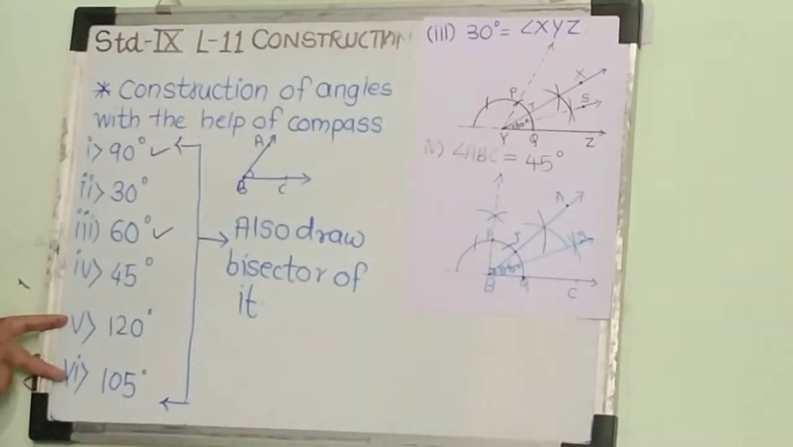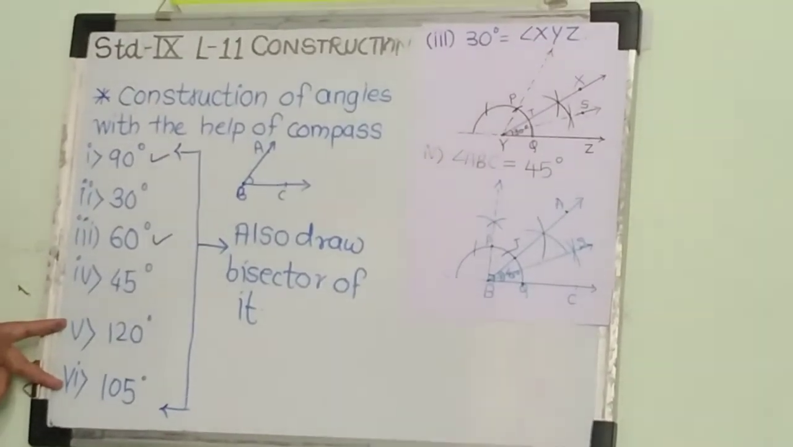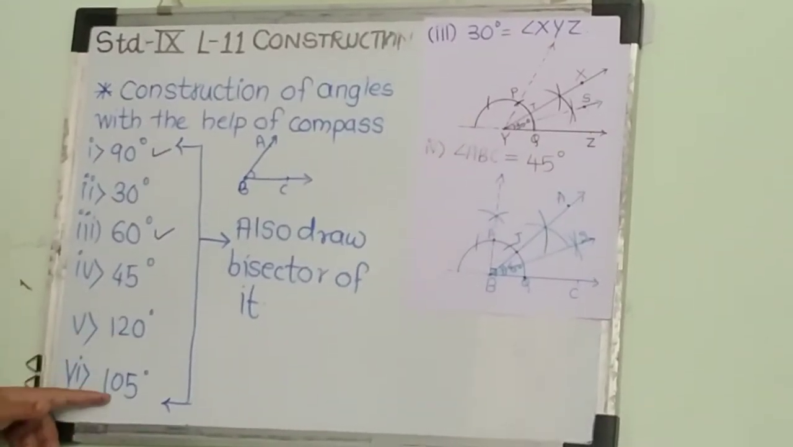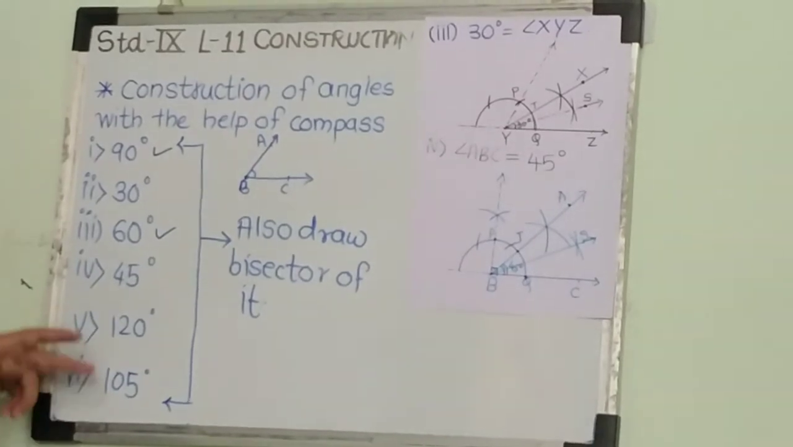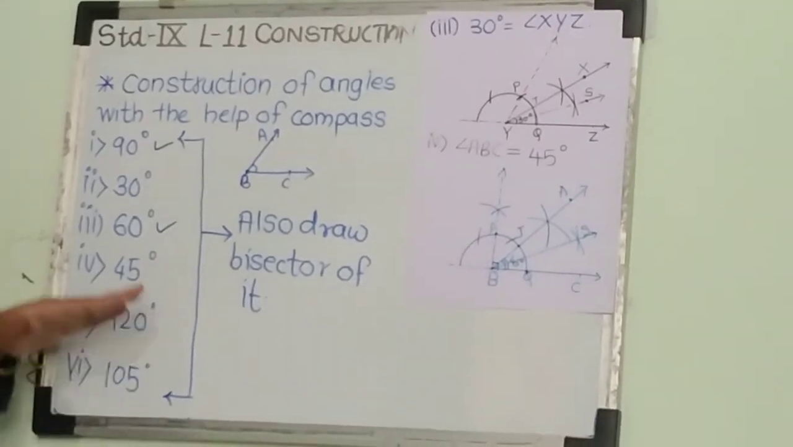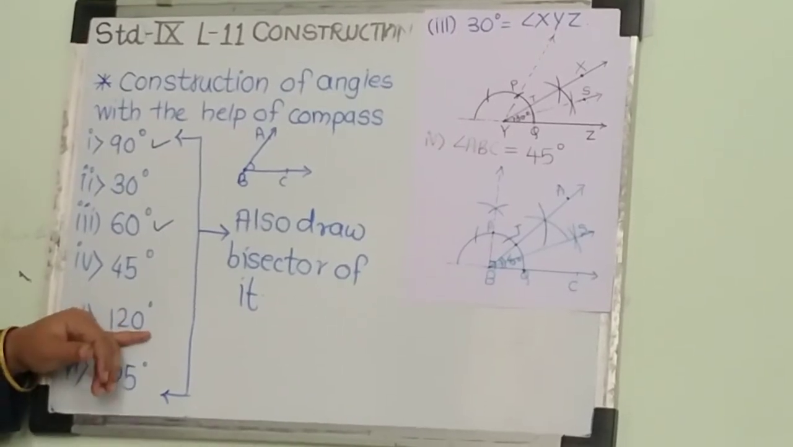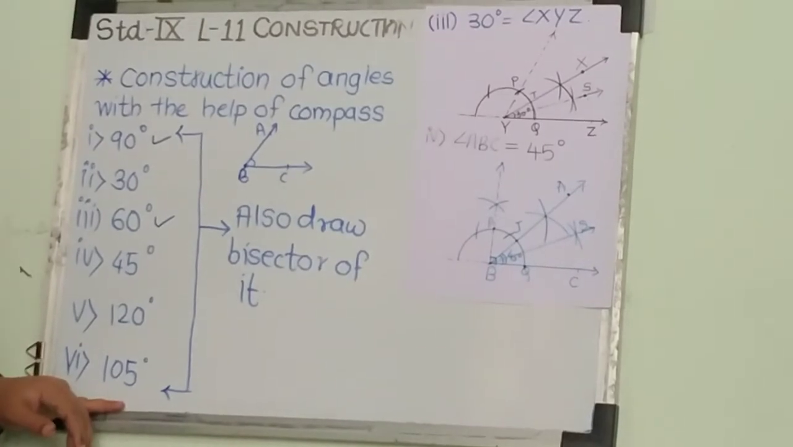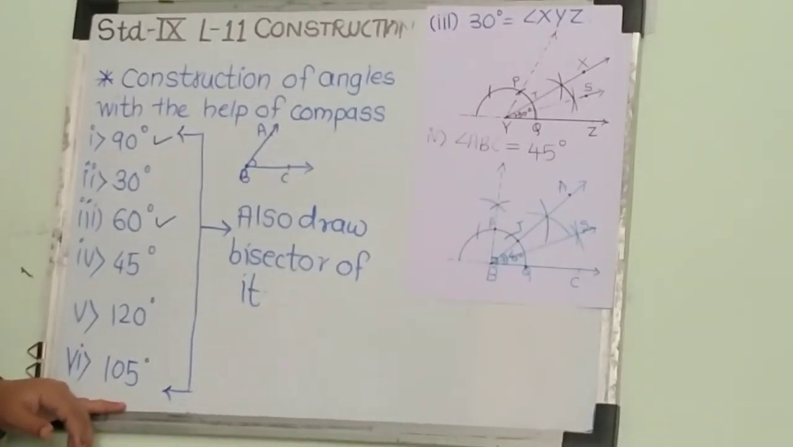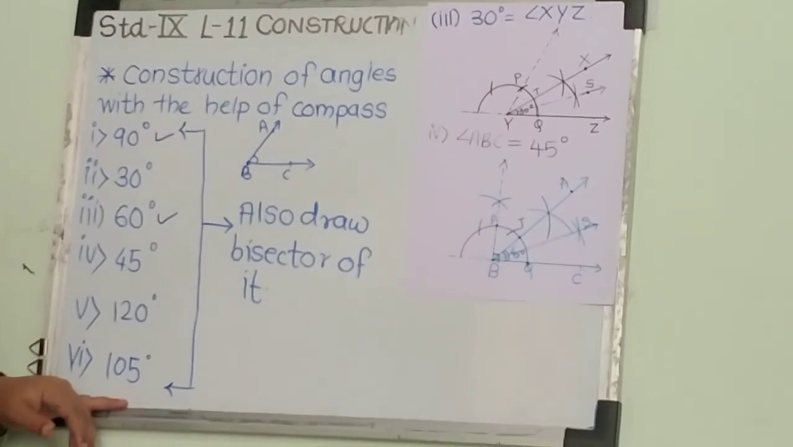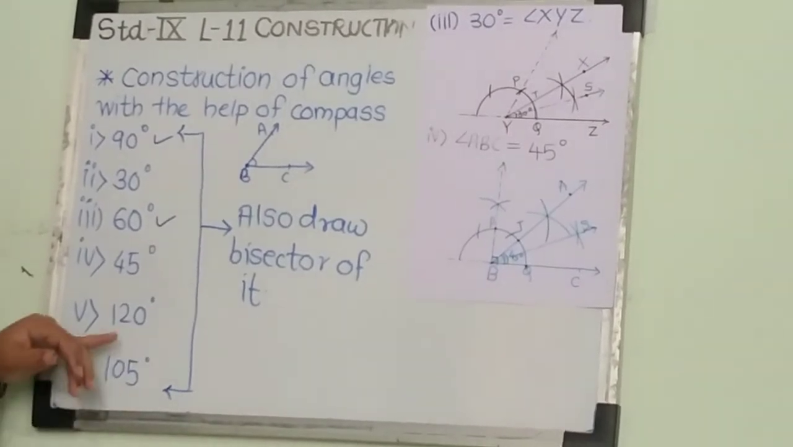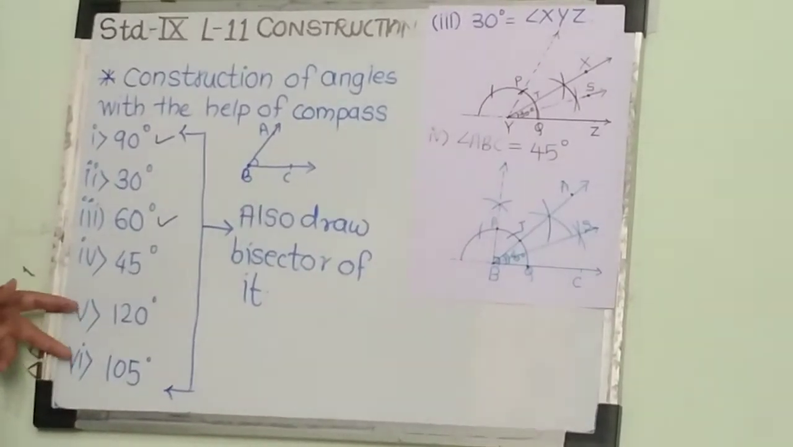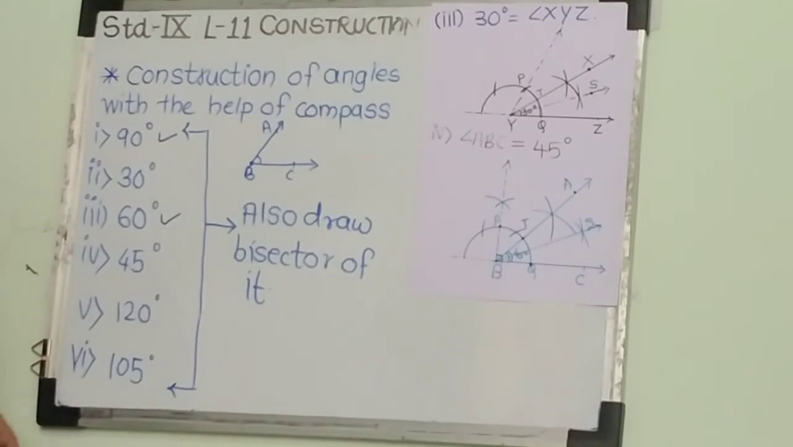Now here two constructions are left. The first construction is of 120 degrees and 105 degrees. In these two constructions I am going to show only how to draw the angle 120 degrees and angle 105 degrees. You do exercise 11.1 at home and bisect these two angles also. So first I will tell you how to draw the 120 degree angle.